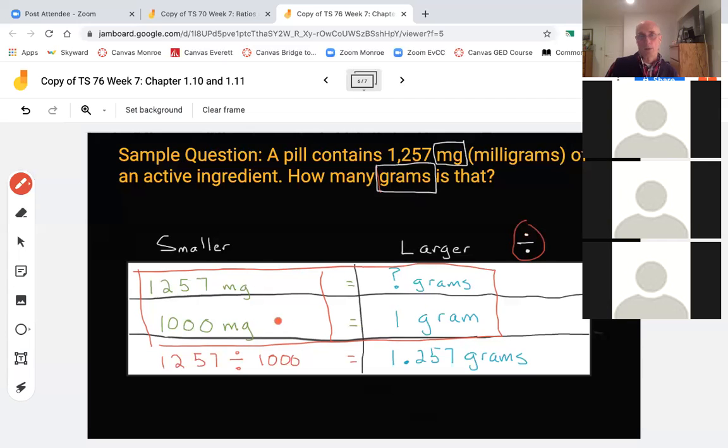And so I'm looking at what's left in the chart. These two things, I'm not going to divide these. So 1,257 milligrams divided by 1,000 milligrams equals 1.257 grams. Bingo, there I go. I've got my grams, I got my answer. So that's another example of converting smaller units of measurement to something larger.